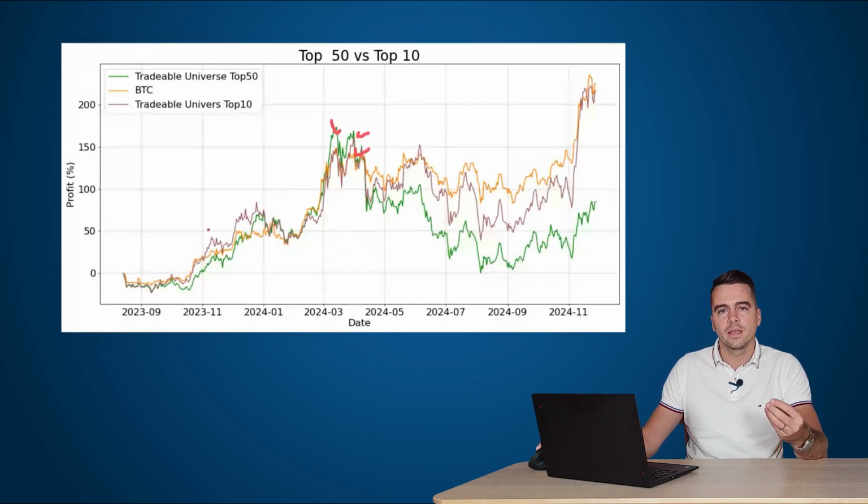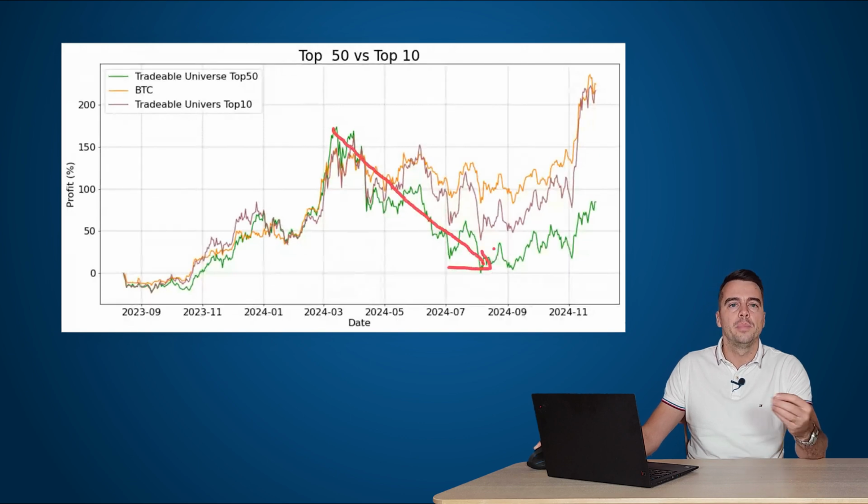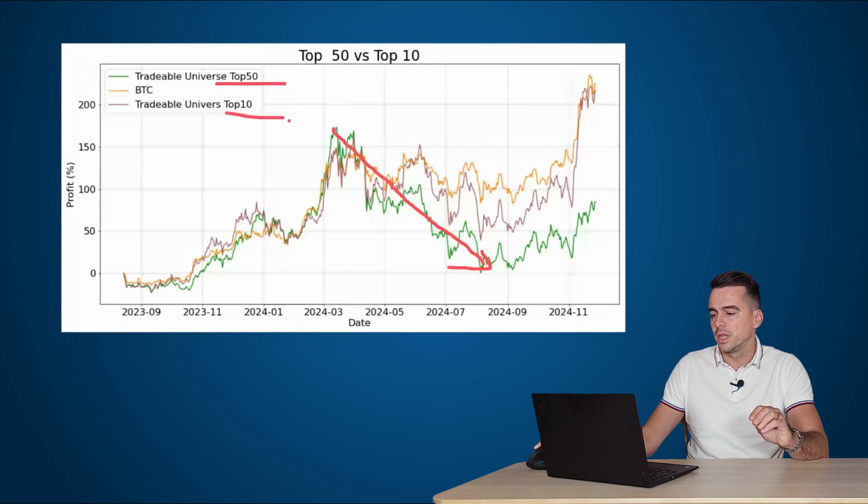And we want to take advantage of these smaller coins. But on the other side, remember that we were talking about smaller coins tend to fall more during the time of crisis compared to bigger coins. And you can see it on this example. Top 50 universe fell a lot, by 60% more or less. On the other side, top 10 fell by 30 to 40%, Bitcoin 20 to 30%.